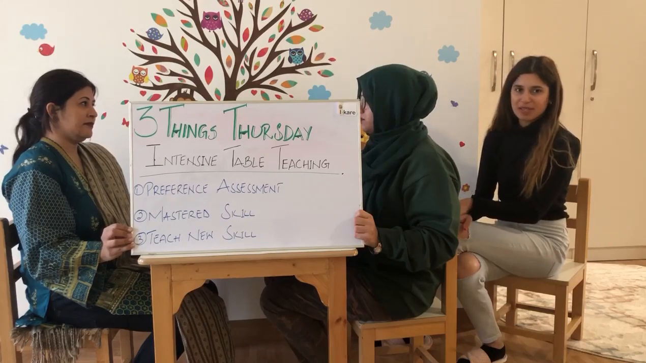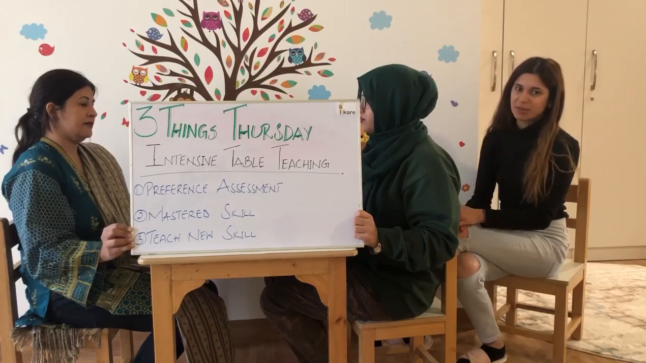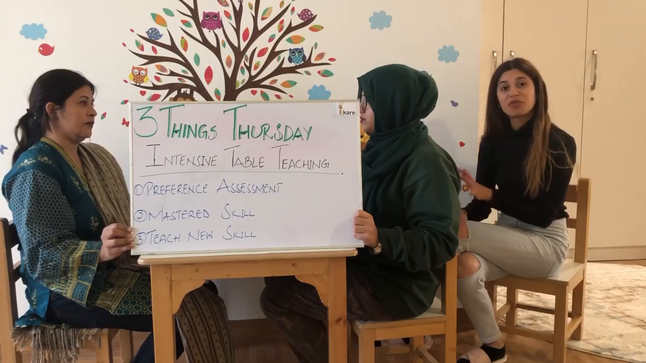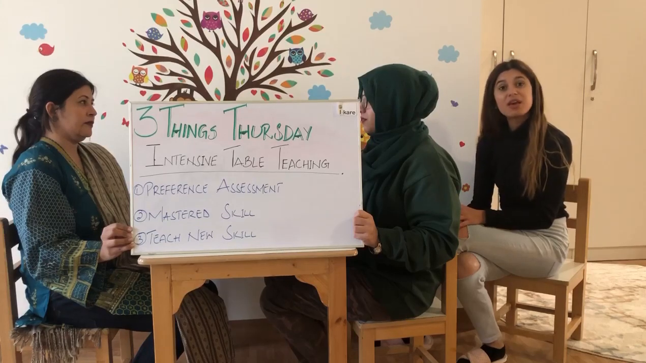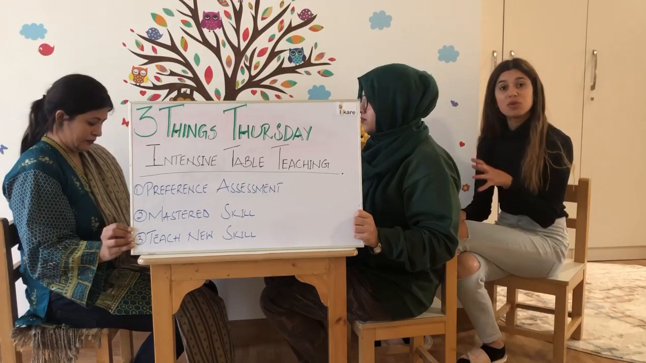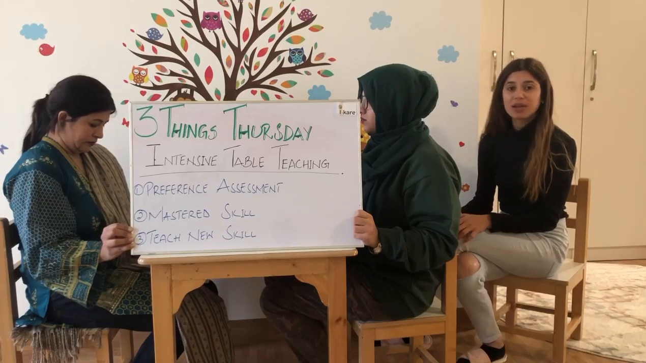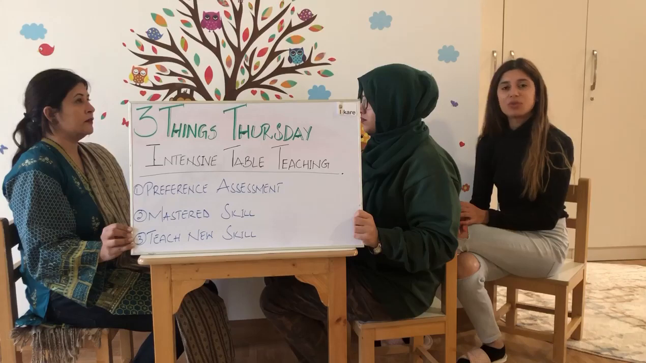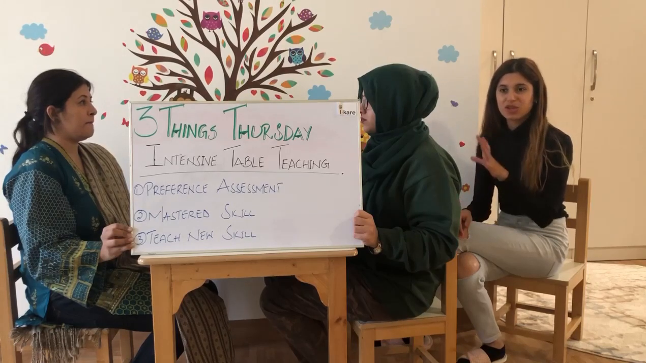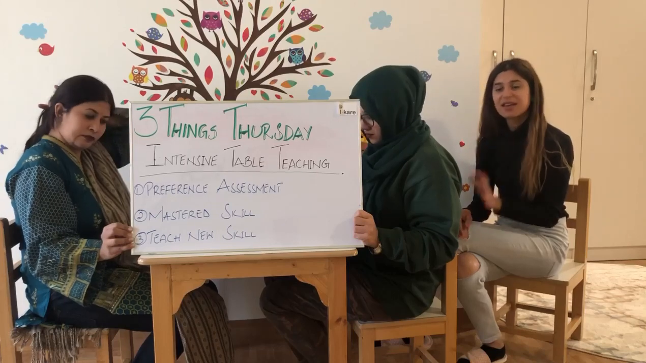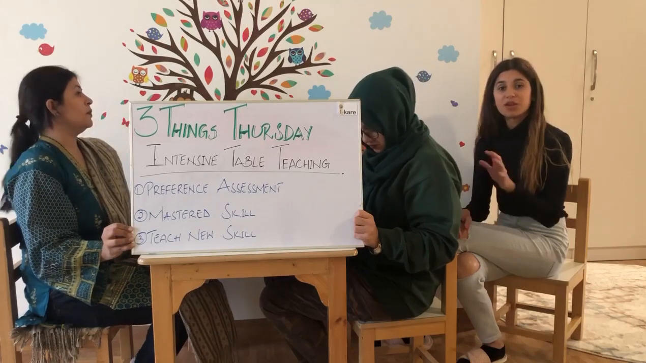So the three main points about discrete trial teaching or intensive table teaching are: number one, when your child sits at the table with you, you want to first conduct a preference assessment, which means you want to determine which reinforcers the child likes, the items you're going to use as a reward when they perform well. Then we're going to show you how you can test mastered skills, and then you're going to be teaching new skills at the table. So that's generally what happens at the table. 80% of the time is spent doing easy skills, which are mastered skills the child has already learned. And new skills means new skills that the child does not know.